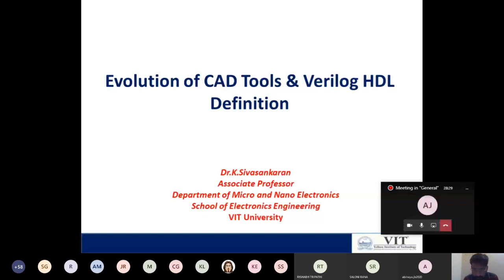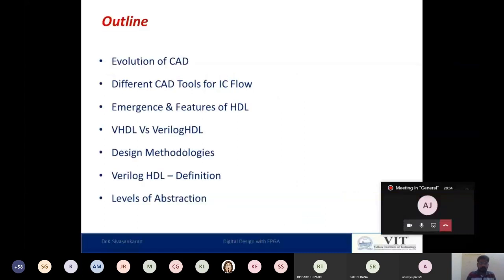Evolution of CAD tools and VLSI. So we'll discuss what this CAD is, what the evolution of CAD is, what the different CAD tools available for the IC design flow are, and the emergence and future of HDL. What is the difference between VHDL and Verilog HDL, and what are the various design methodologies we'll be using in designing? So that we'll discuss, along with the definition of Verilog HDL, and the various levels of abstraction that I am able to work at in Verilog HDL. So that we'll see.